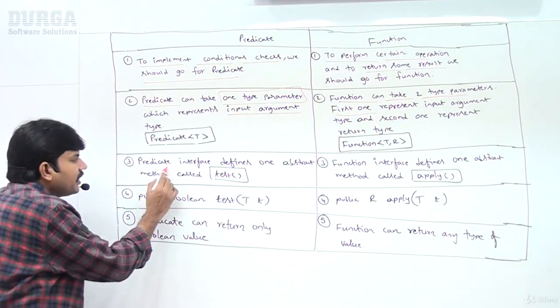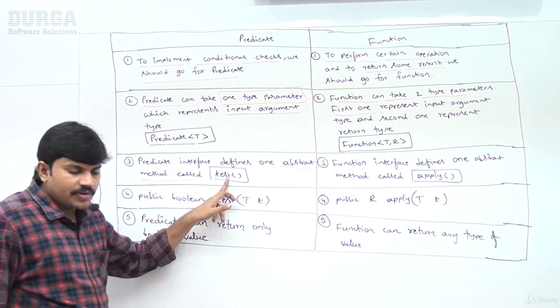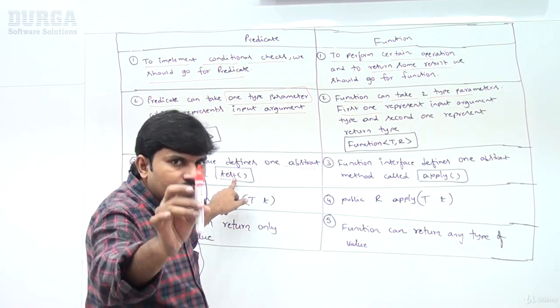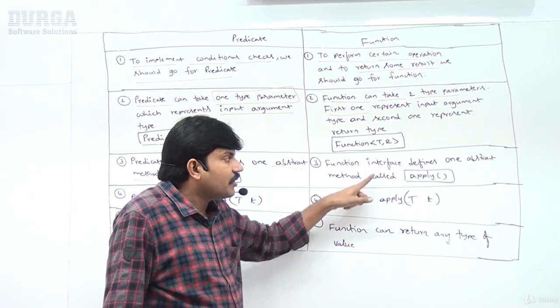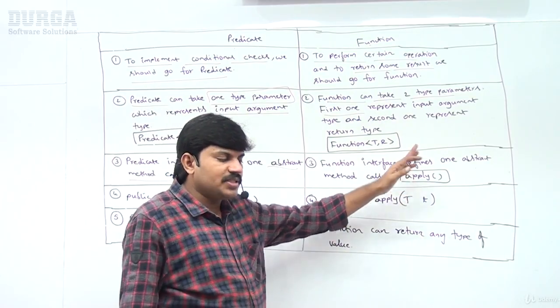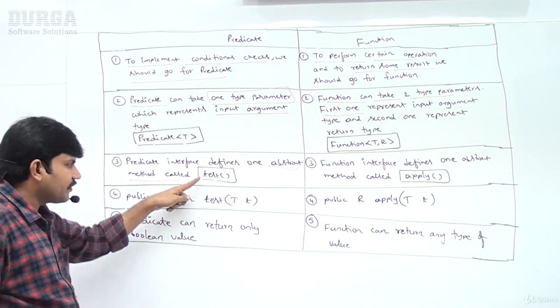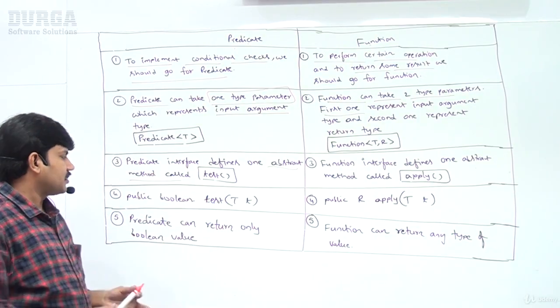Next, predicate interface defines one abstract method called test. How many abstract methods are there, sir? Only one abstract method called test. But function interface defines one abstract method called apply. Function interface contains apply. Can you please apply this function? But predicate interface contains test. Can you please test this condition? Okay, for the test.